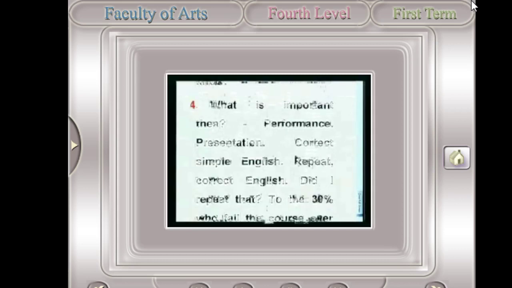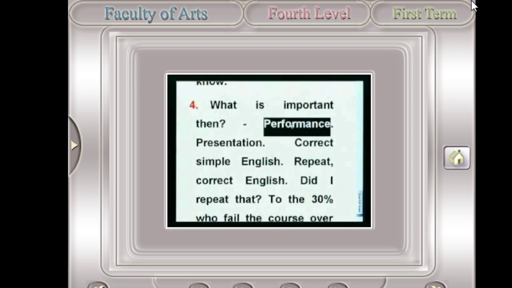What's important then? It is performance. In one word, performance. How we write about the subject. What things we select and how we say them. Presentation is important, how we present the subject. Correct, simple English, and we can never forget that.